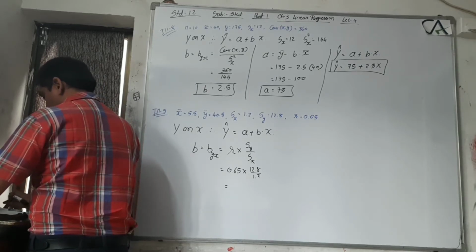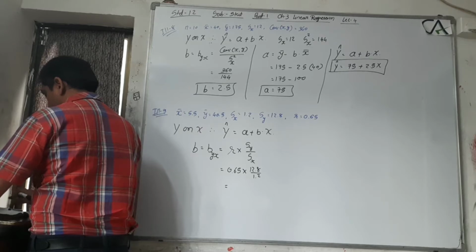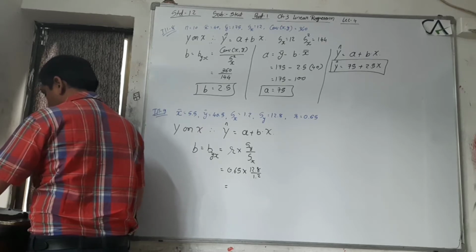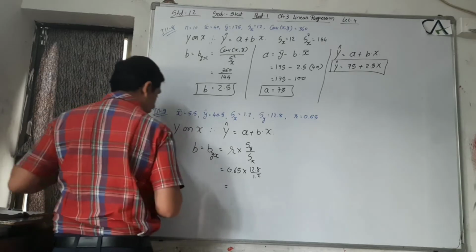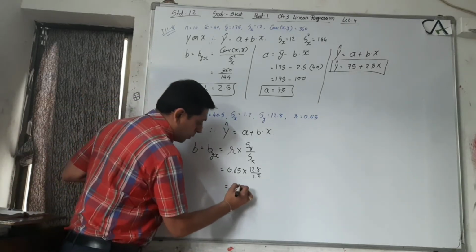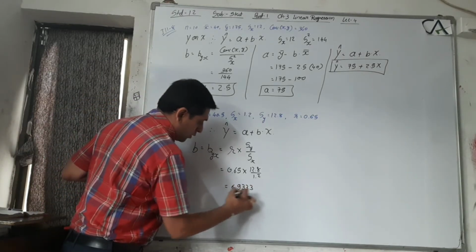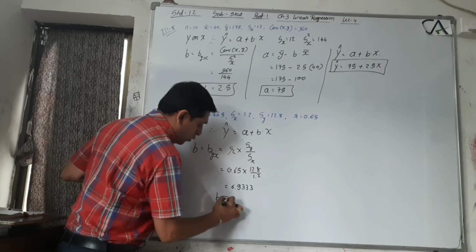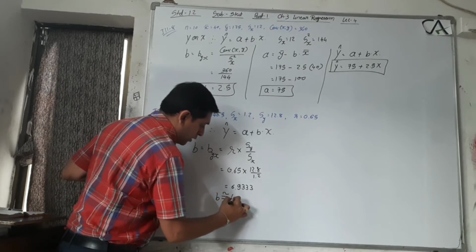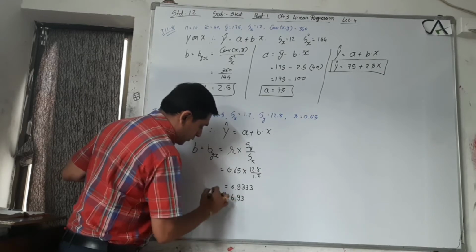0.65 into 12.8 divided by 1.2, that is 6.9333. So your approximate value is 6.93 for B.